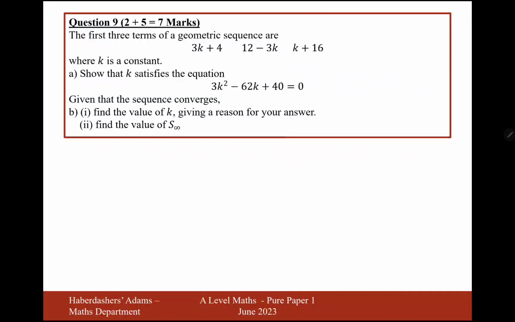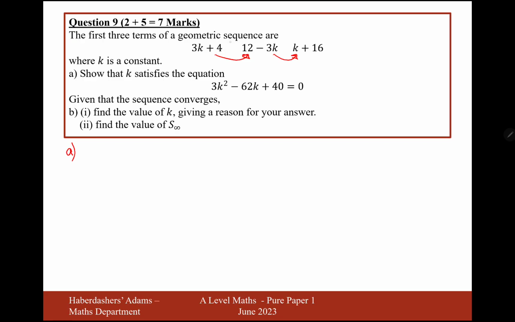The first three terms of a geometric sequence are 3k plus 4, 12 minus 3k, and k plus 16, where k is a constant. Part A is show that k satisfies this equation here. Okay, so if it's a geometric sequence, then we know that the multiplier to get from this term to this term is the same, and to get from this term to this term is the same.